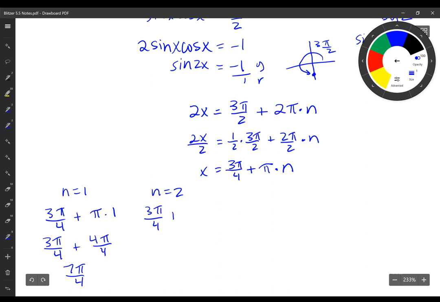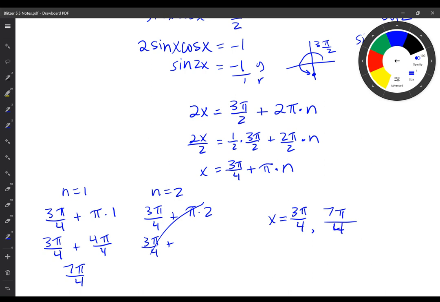Okay, and then I need to go to n equals 2. 3 pi over 4 plus pi times 2, or, wait, if I'm adding 2 pi, that's already going to be bigger than 2 pi. So this one's going to be too big. And so then I end up with x equals my first answer, 3 pi over 4, and my second answer, 7 pi over 4. So because I had a 2x, it basically just doubled the number of answers I had. So now I've got 2.